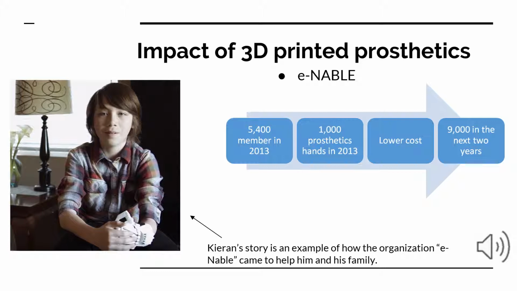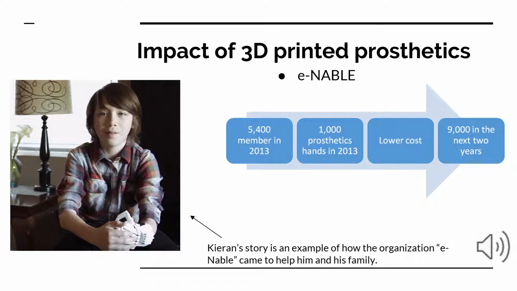There's an organization called Enable, and what they focus on is making prosthetic hands for people. So currently, as it's demonstrated here, in 2013 they had 5,400 members, and with that they were able to produce 1,000 prosthetic hands. But as 3D printing grew and more resources and technology came, there was a lower cost to how they can 3D print this, and there's no cost to the hands that they make. So every person who receives a hand from them, it's all free.